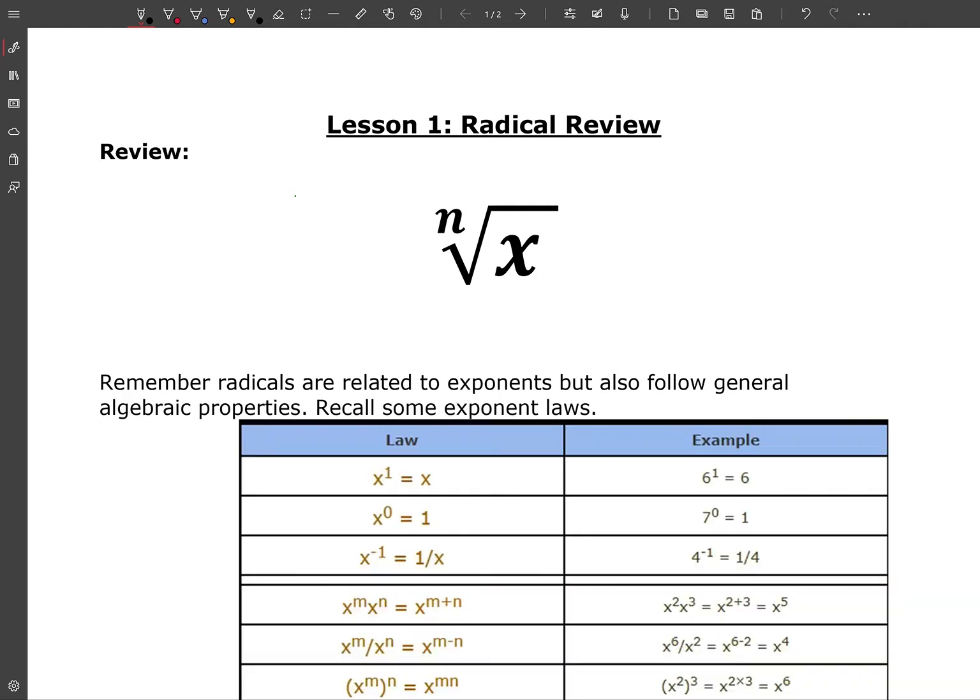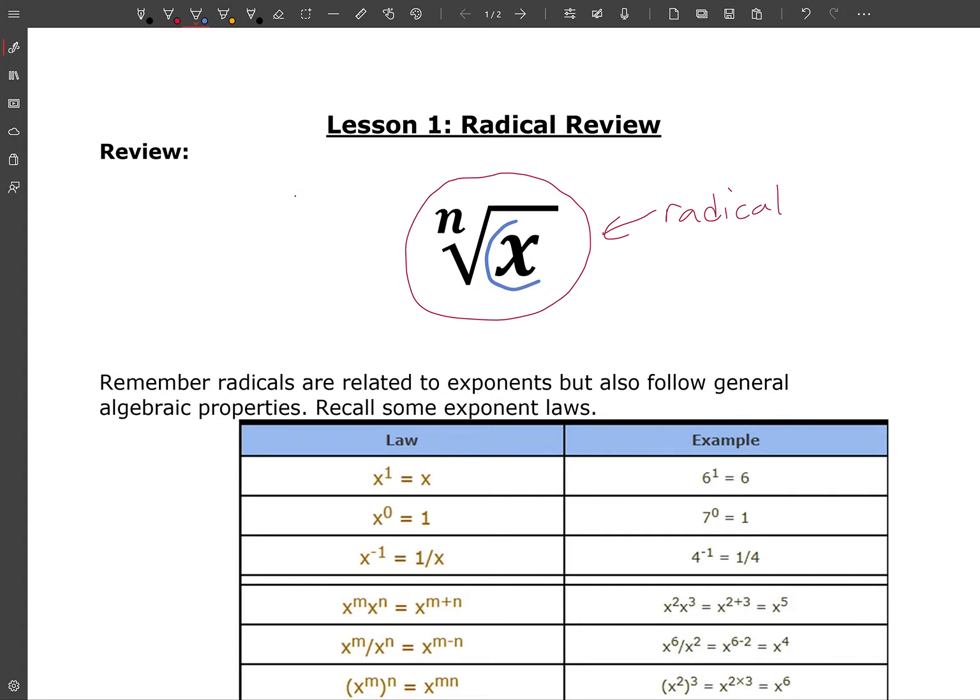All right, so today we're going to be doing lesson 1, radical review. So we're just going to be looking over some stuff that you should already know from doing radicals in grade 10. There will be a couple of little new things in here, but most of this should be pretty familiar. So obviously, first off, we know this whole thing is called a radical.